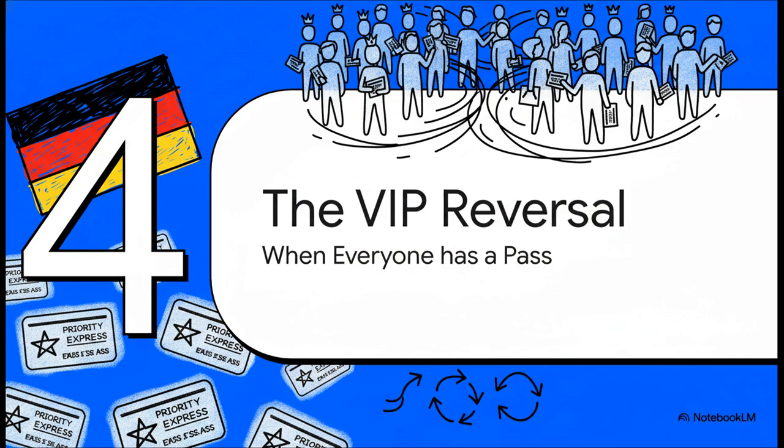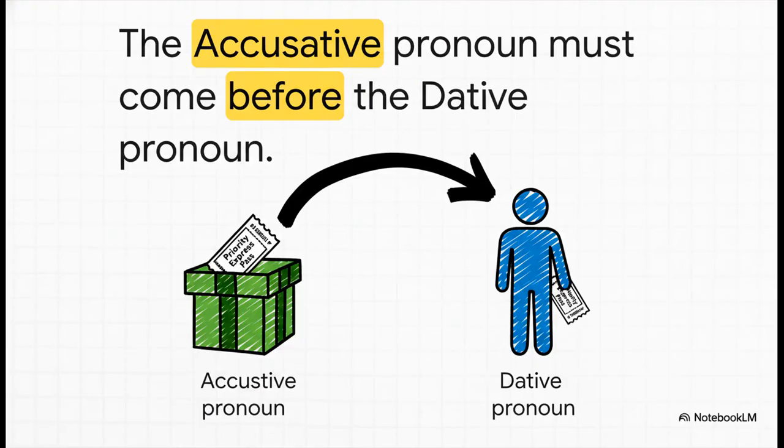Okay, so this brings up a really fun question. What happens when both objects are pronouns? When everyone in line has a priority pass. This is where things get wild, and the rules completely flip on their head. And that brings us to our third and final rule, the big plot twist.